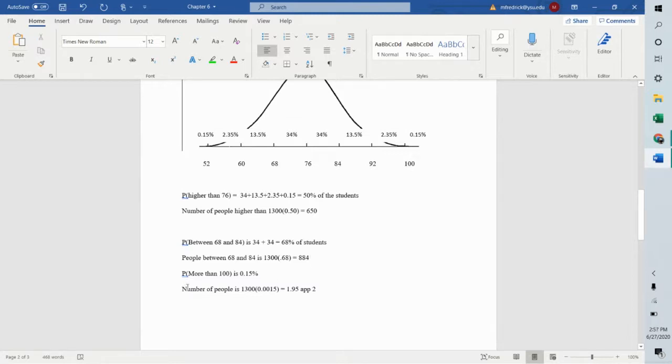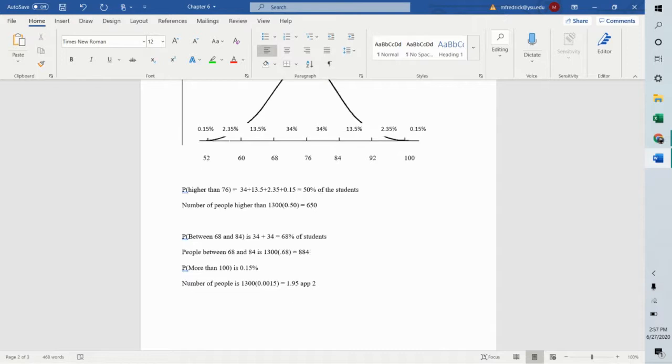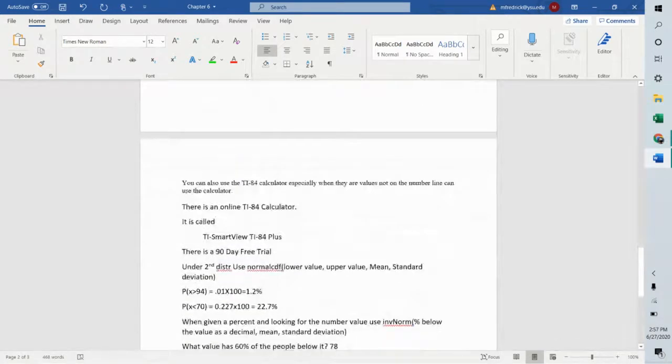And one more, the probability it's more than 100. More than 100 is 0.15%. And so we take that, remember you're making it a decimal, so this one gets pretty small, and that's why it's usually an outlier. We multiply by the 1,300, we get 1.95. Since it's people, usually they have you round to the whole number, so it would be 2. Sometimes they say to round it to the tenth, so always watch for what they say to round it to.